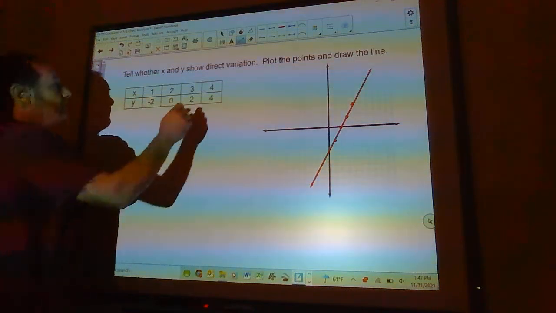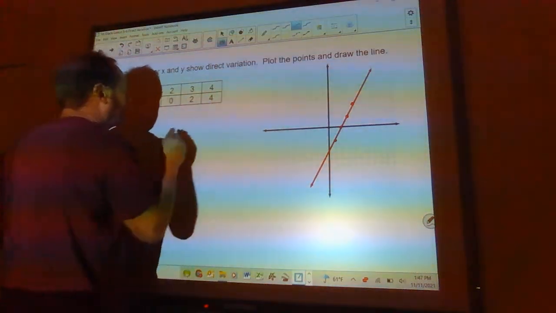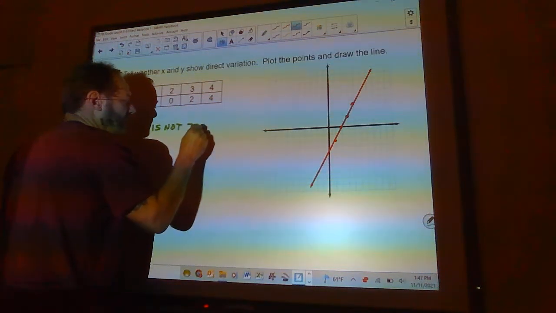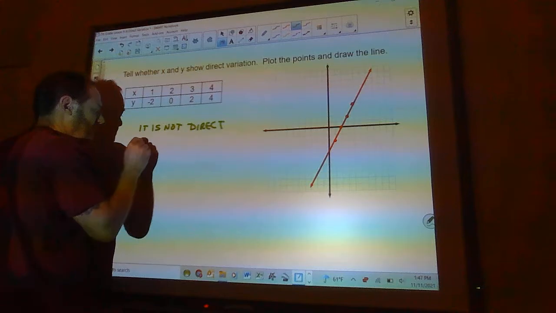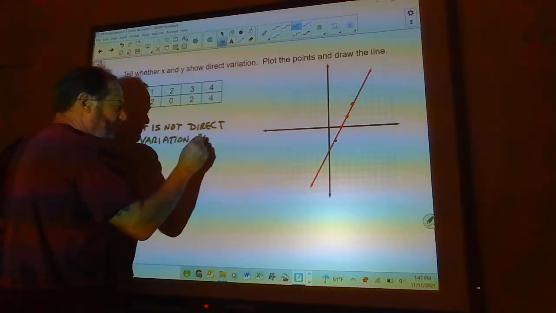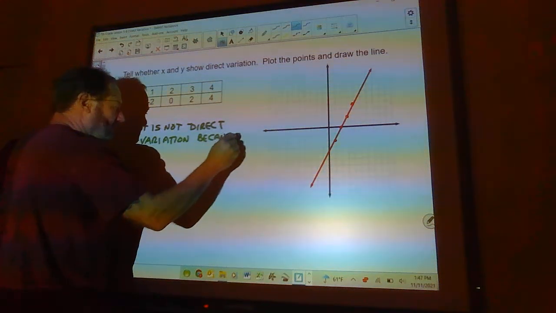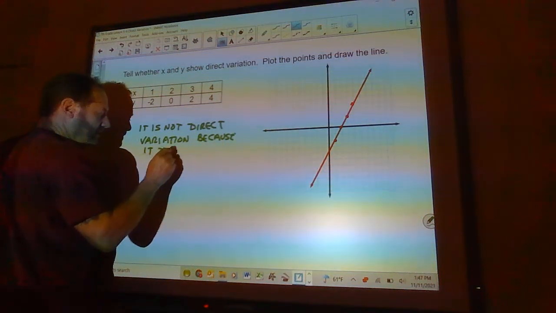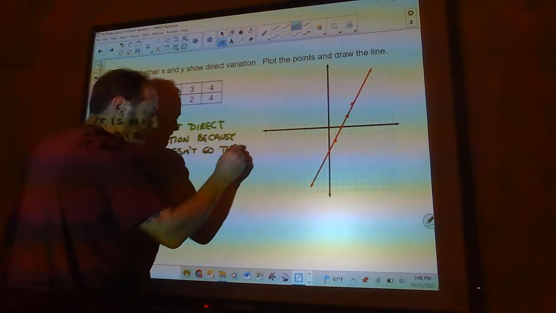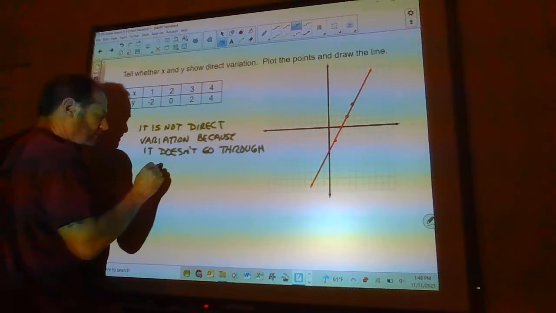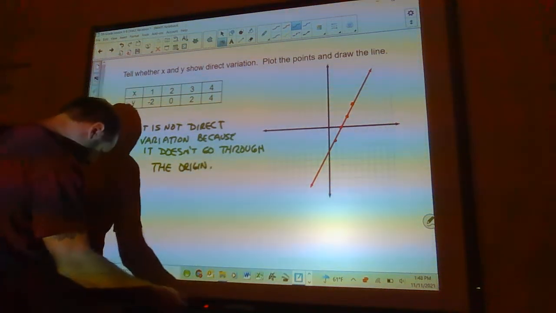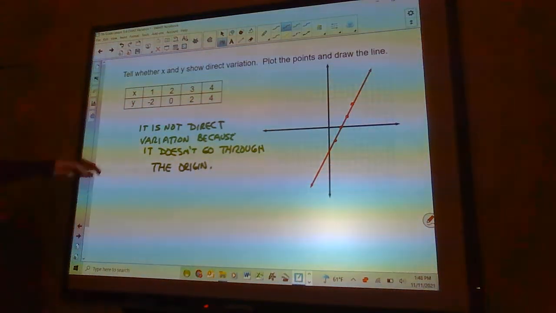Okay, so it is not direct variation because it doesn't go through the origin. Okay, so there we are.